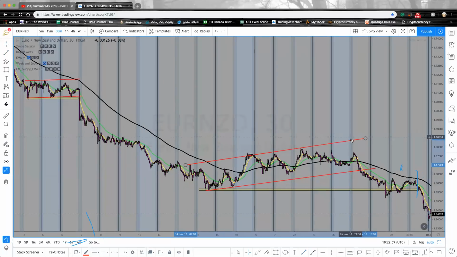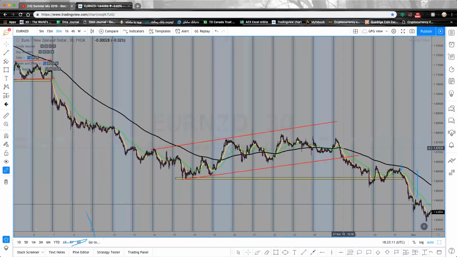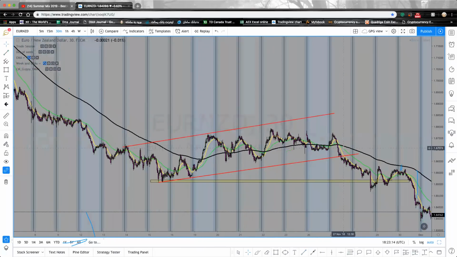Personally, I feel bad when the trap is so obvious and then it quickly, in a second, goes in my favor. I'm like, shit, man. I feel bad. But it is what it is. You can't do anything about it.